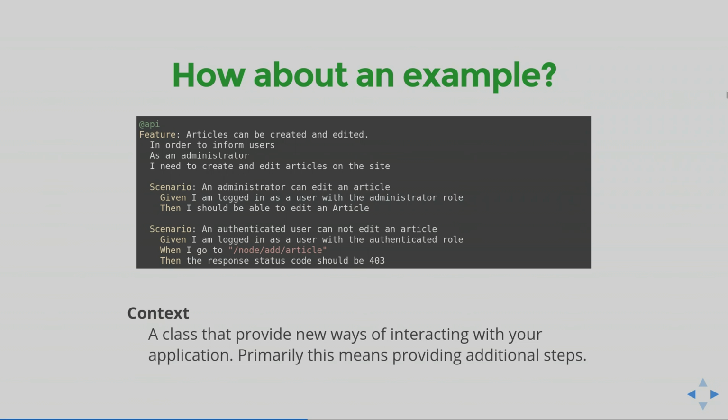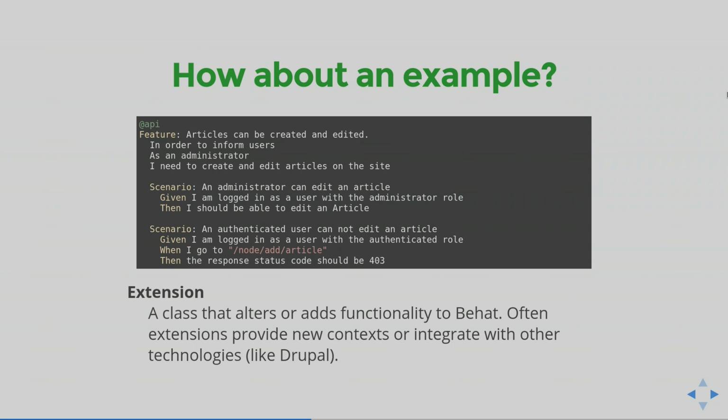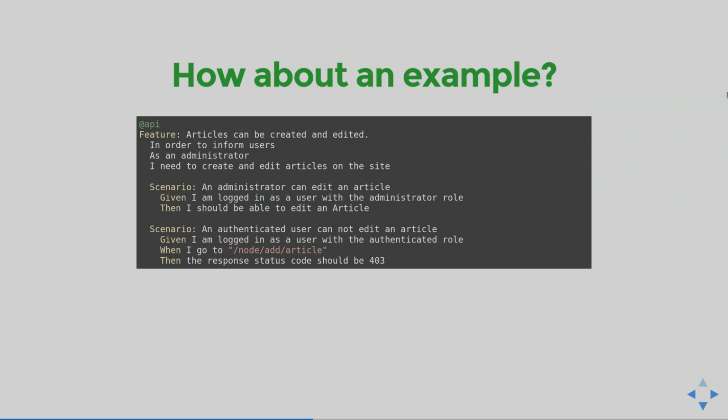And then you're not seeing this here in this example, but I want to explain what it is anyway while we're talking about terms. Context is a PHP class that provides new ways of interacting with your application through these steps. So these steps are following patterns that these context classes provide that you can then use in your feature files to actually perform these tests. And then an extension is a PHP class that alters or adds functionality to Behat. And often the way that looks is providing new contexts or integrating with other technologies like Drupal. So you have the Drupal extension, which we're going to be looking at in a little bit.